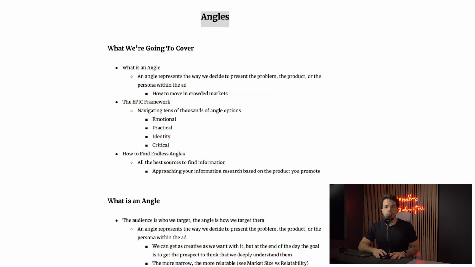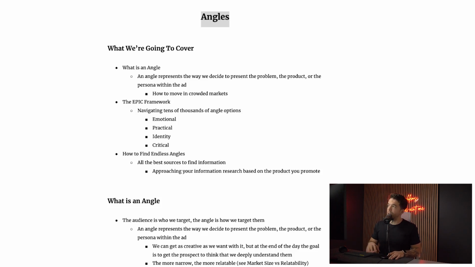All right, so in this video, we're gonna be talking about angles. We've seen the audience, and now it's time to focus on the angle part of our ads. Now, why are angles so important? Simply because at the audience level, we decide who to target. At the angle level, we decide how to target these people.